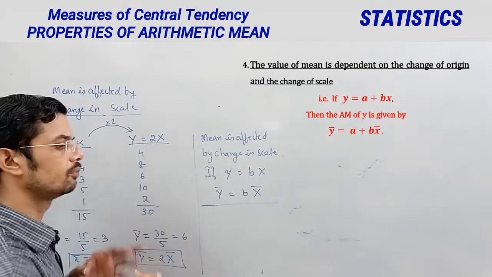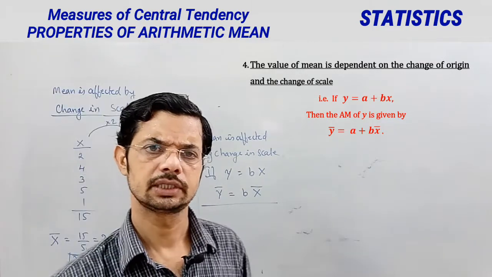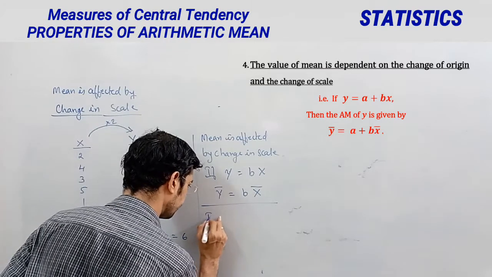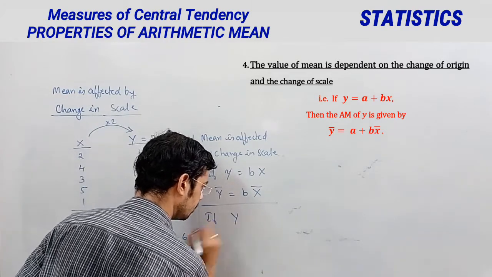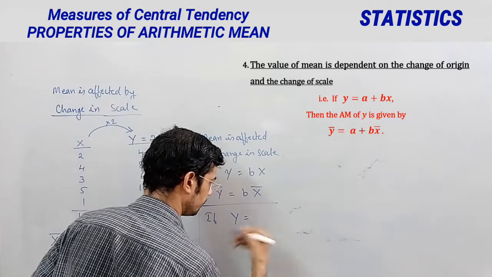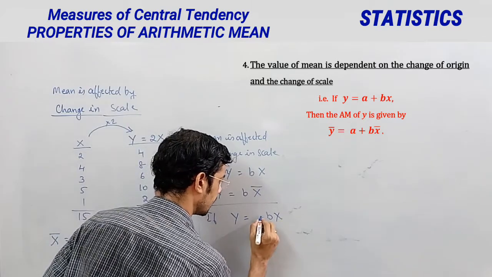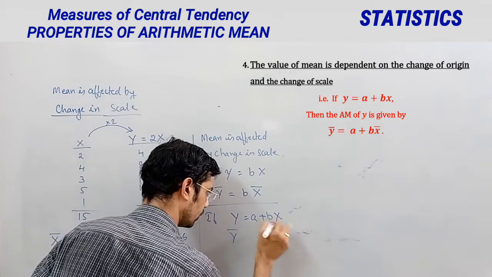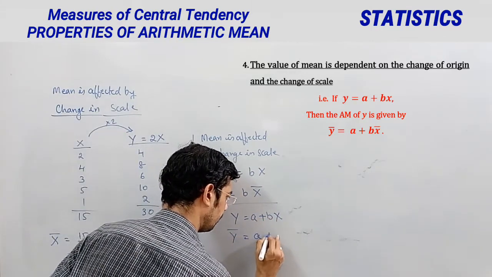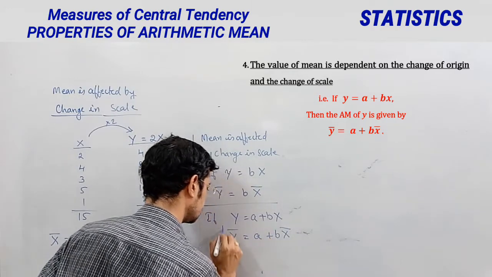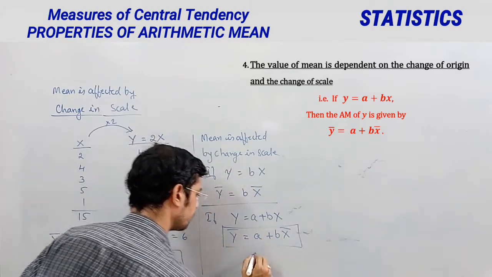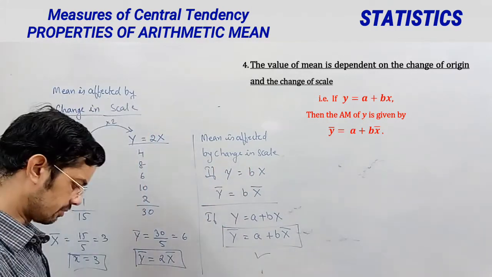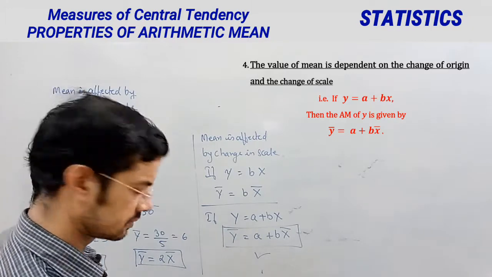Now let us combine both change in scale as well as change in origin. Change in origin and scale. So that states that if y can be obtained by multiplying b to x and adding a, then what will be y bar if you know x bar? So y bar will be equal to a plus b into x bar. Very, very, very important property. There will be one question of this type in the examination. You can pause the video and note the problems.